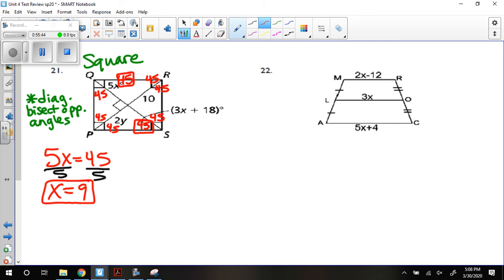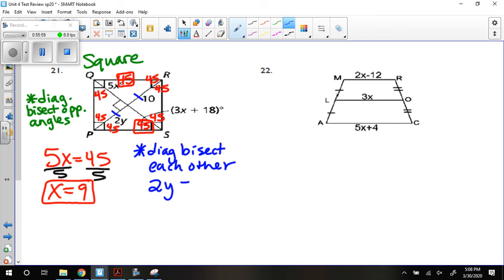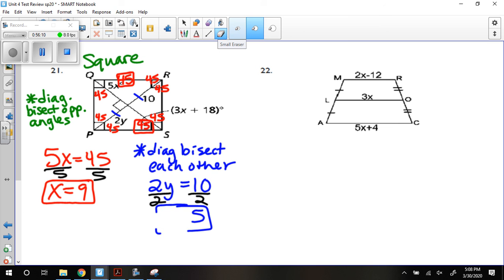Okay, I also know that the diagonals bisect each other. So this piece is going to be congruent to this piece, which means 2y is equal to 10. So we can divide by 2, and y is 5. All right, so that means that this piece is 10 as well.